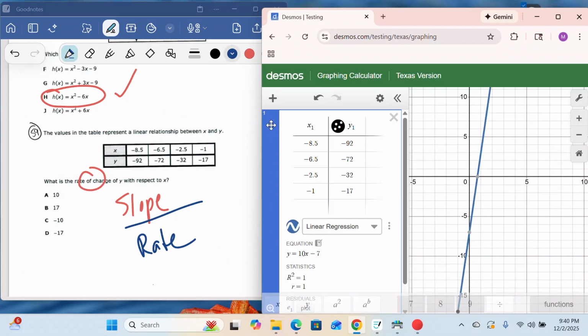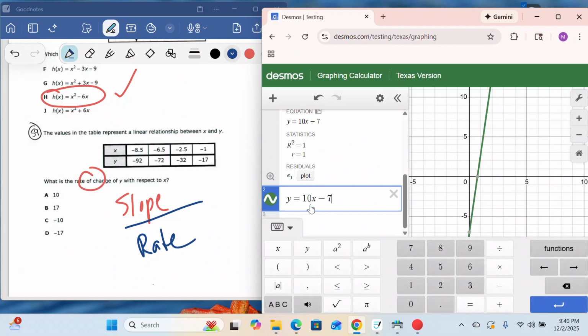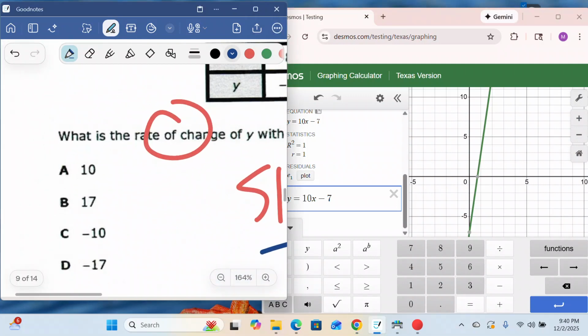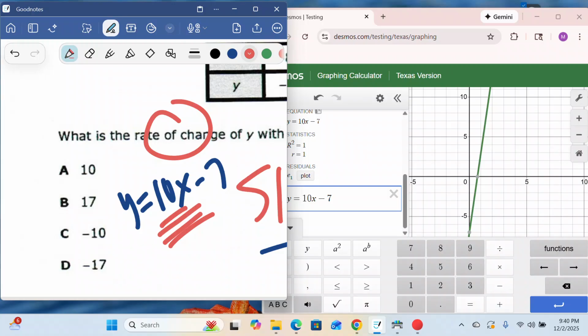I'm going to add regression. And there it is. There's my equation, 10x right here. My slope is 10. I want to export it. My 10x right here. My slope is 10. So once again, y equals 10x minus 7. My slope is 10. My rate of change is 10. The letter is A.